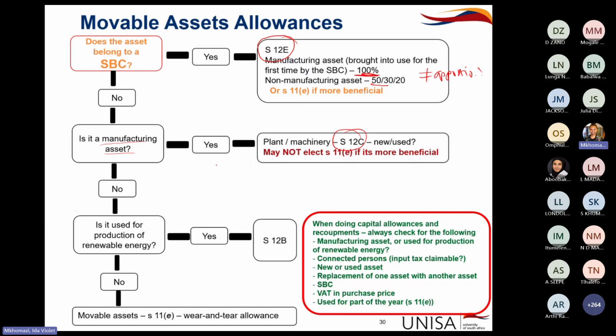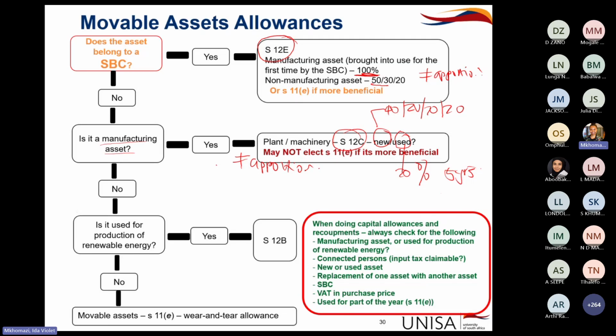Principles of Section 12C, you need to determine whether you are dealing with a new and unused asset, or if you're dealing with a used asset. If it's a new and unused asset, the allowance rate is 40, 20, 20, 20. However, if it's a used asset, then you get 20% over 5 years. And again, we do not apportion. For Section 12C, the taxpayer may not elect to apply 11E if it's more beneficial, unlike Section 12E.